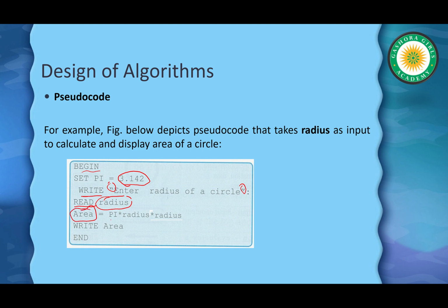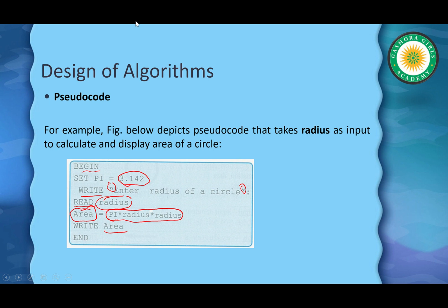So the area will be equal to pi, which is 3.142, times radius. The value of radius has been supplied by the user here. Then this will assign the value to area. Then we say write area. So here we are displaying the value of area, which is stored in this location called area. Then we say end to mean that the pseudocode ends there.